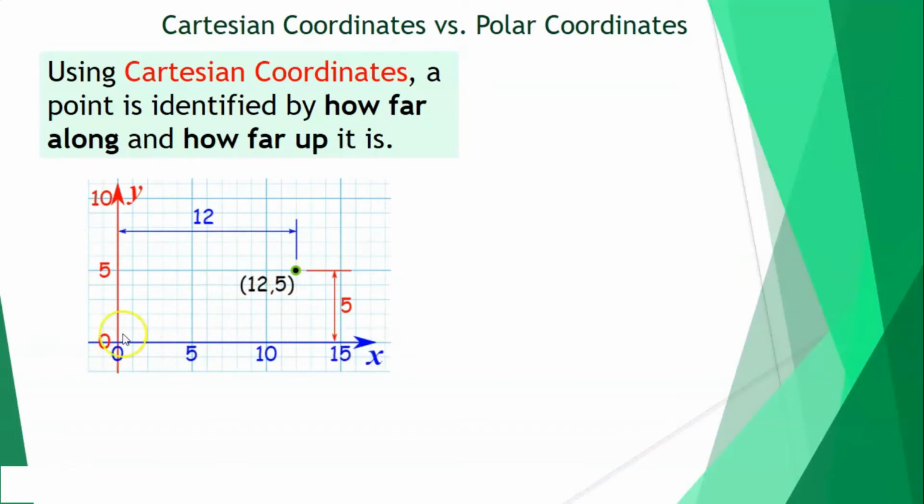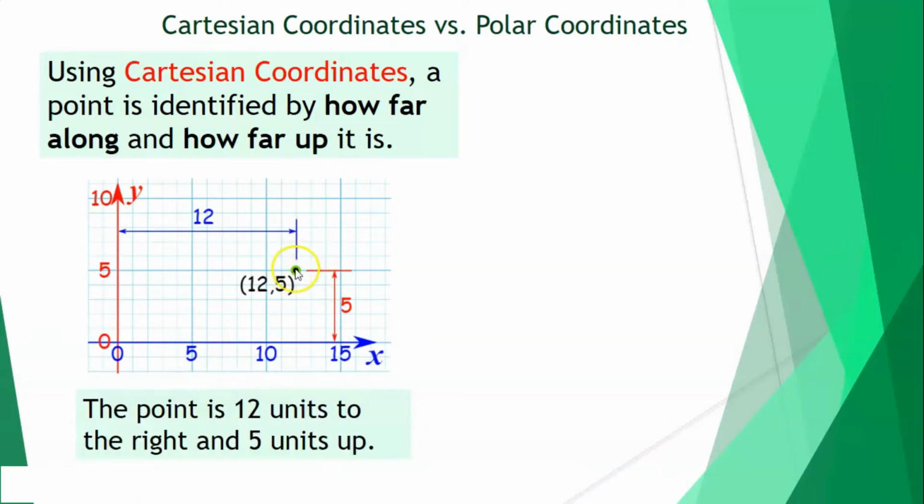So this is the x-axis and here we have the y-axis, and this is the point of origin. This point (12, 5) implies that the point is 12 units to the right and 5 units up. Now take note, a Cartesian coordinate is denoted by the point (x, y). Sometimes the Cartesian coordinate is also named a rectangular point.